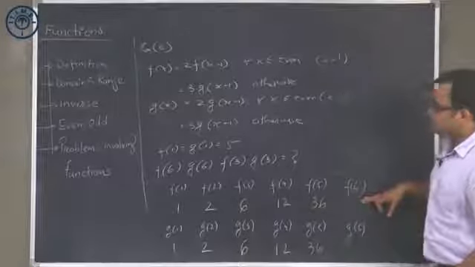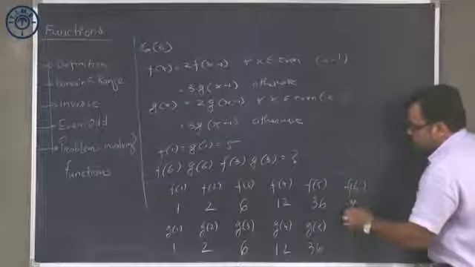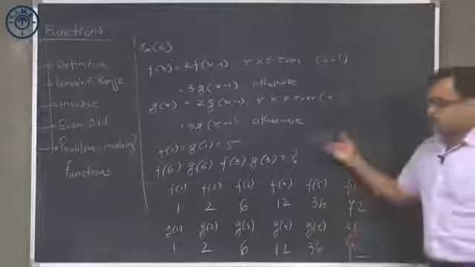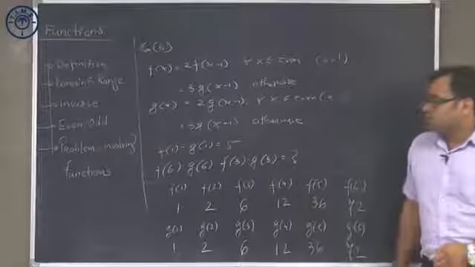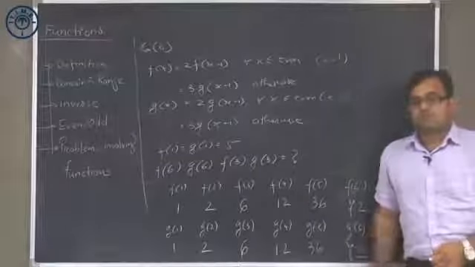And lastly, f of 6 is equal to twice f of x minus 1, so this becomes 72. This also becomes 72. So we have all the values, f of 6, g of 6, f of 3, g of 3. Multiply, you get your answer.